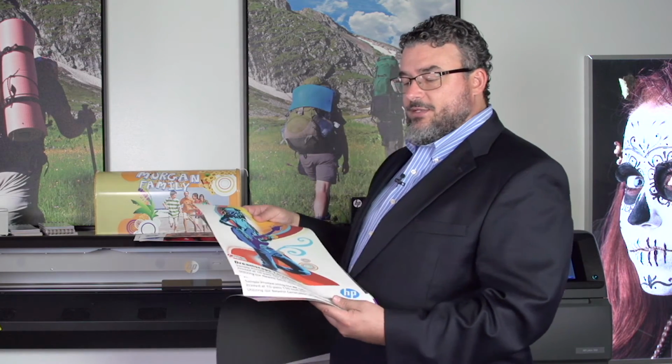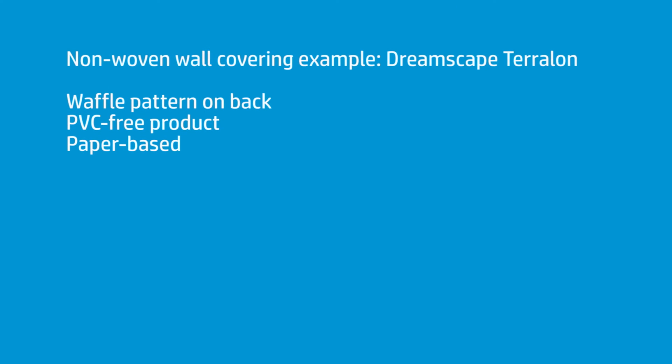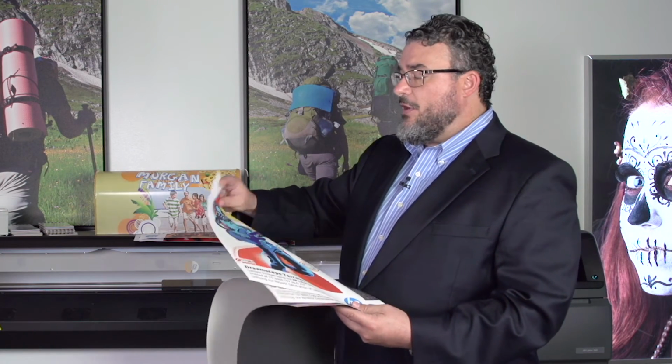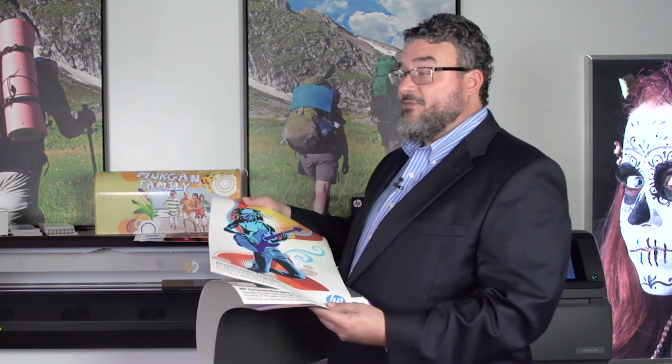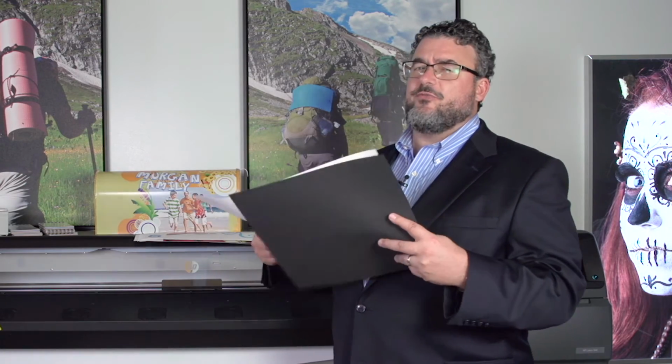So another category is traditional wall coverings with your waffle pattern, but this is a PVC-free product. So this is made by Dreamscape. It's called Terralon. PVC-free is increasingly becoming very popular in the market because a lot of mandates for environmental awareness would prefer not to use PVC products. These PVC-free wall coverings perform and have all the commercial viability of a PVC product, but they're PVC-free. And again, being paper-based, latex prints very well on paper-based materials, especially the PVC papers.